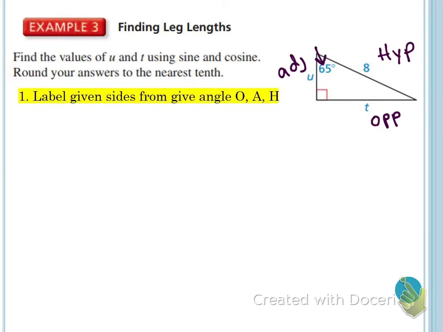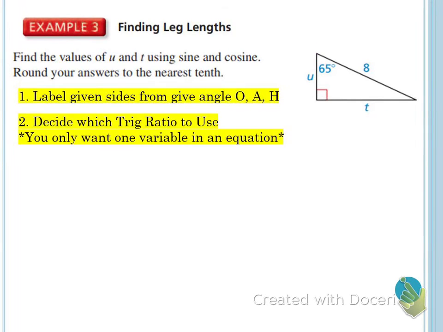All right, so the second thing we're going to do, this is slightly different because we have all of the sides labeled. But what we're going to do is decide which trig ratio to use. We're either going to use sine, cosine, or tangent. Remember that we only want one variable in the equation. So yesterday, we learned about tangent, right? Tangent is opposite and adjacent. Would it be helpful to use tangent if I don't know the opposite and I don't know the adjacent? No. So you want one side you don't know and one side that you do know.